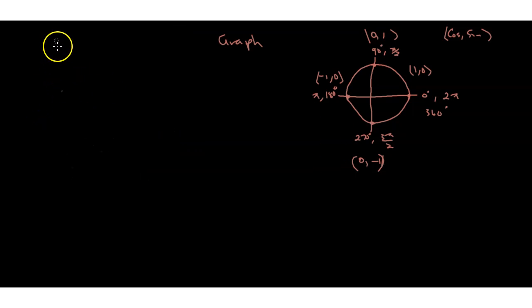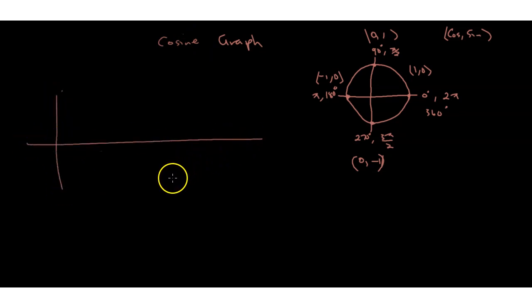Okay, so this is the cosine graph. Let's go ahead and draw our axis here. Here we're going to pay attention to cosine, which is the x value at each of these points on the unit circle. So we're going to start at 0. We have pi over 2, pi, 3 pi over 2, and then 2 pi.